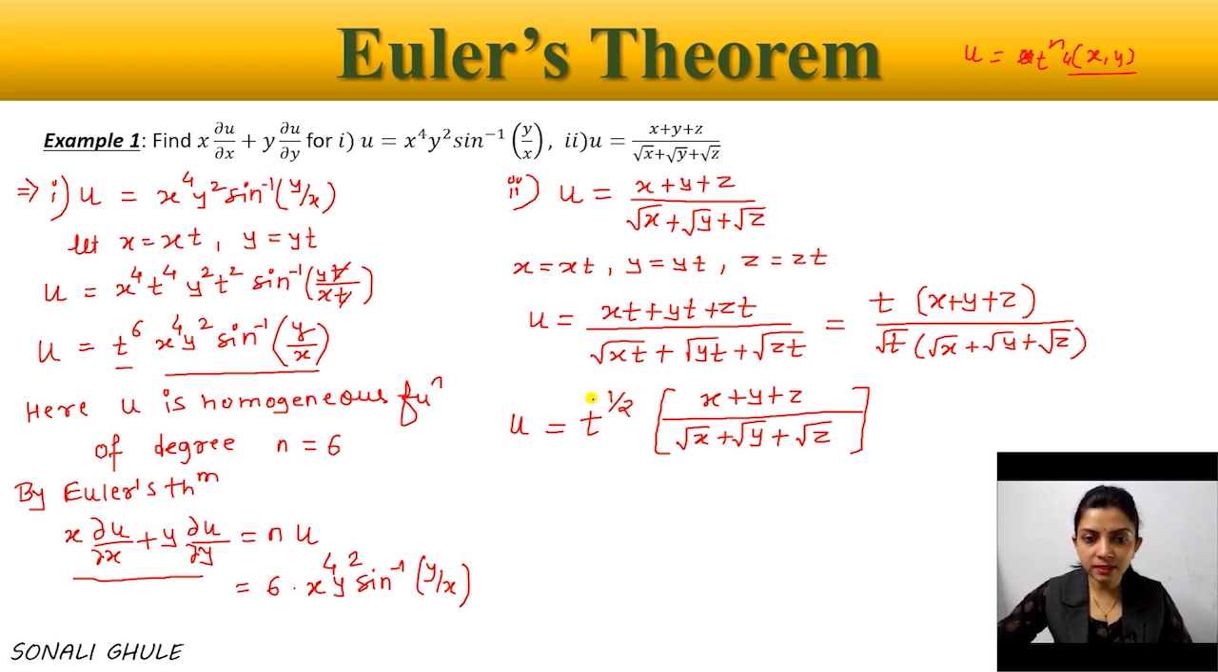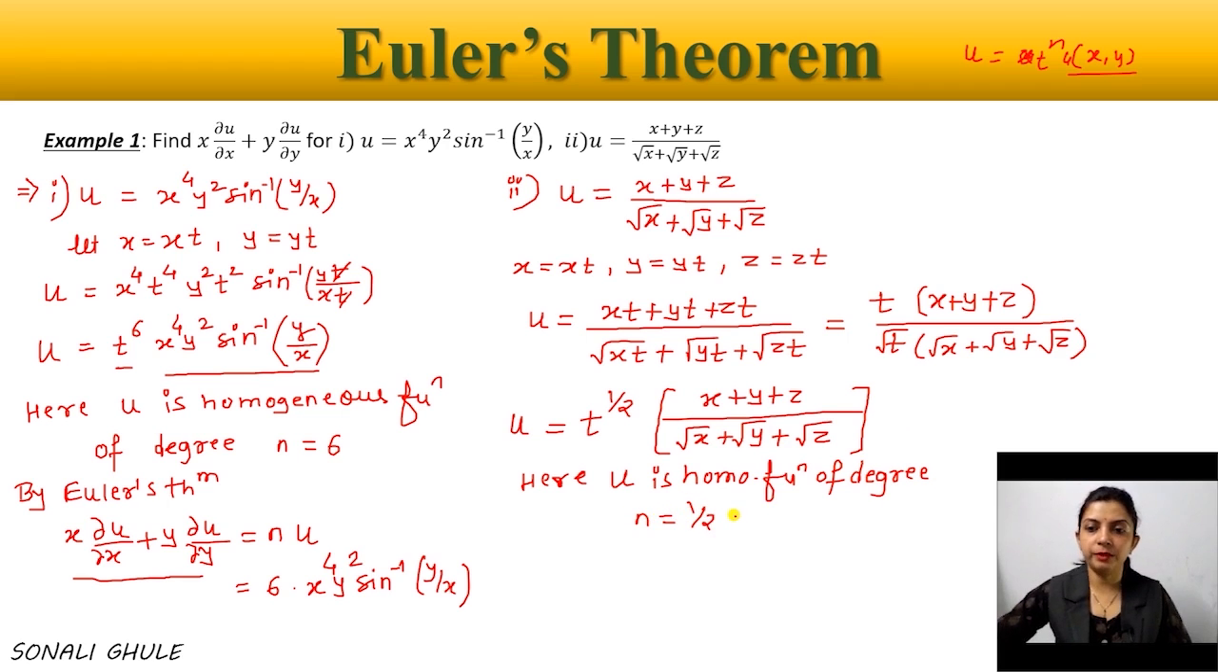So can we say this is again a homogeneous function? Because it satisfies the definition. It is in the same form. Right? We got our original function back, and the degree is what? 1 by 2. So here u is a homogeneous function of degree n equals 1 by 2.